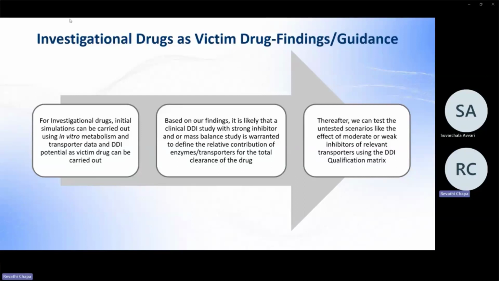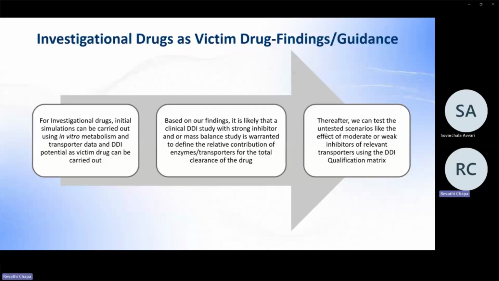For example, if your investigational drug is a victim drug, if you think that your compound is a victim for any of these transporters, we do have the in vitro metabolism and transporter data. Based on which mechanism is prominent, metabolism or transporter pathways, the FDA recommends doing a clinical DDI with a strong inhibitor like rifampicin or a mass balance study to get an initial estimate of FMs and FTs by each of these pathways.